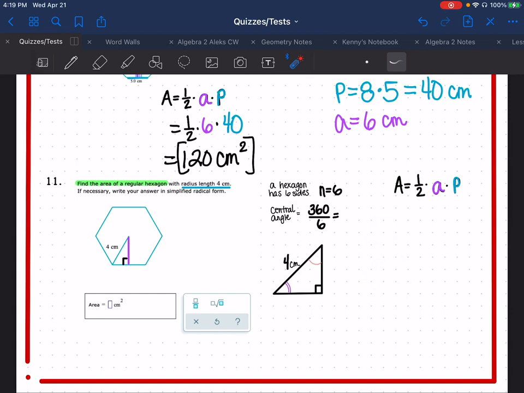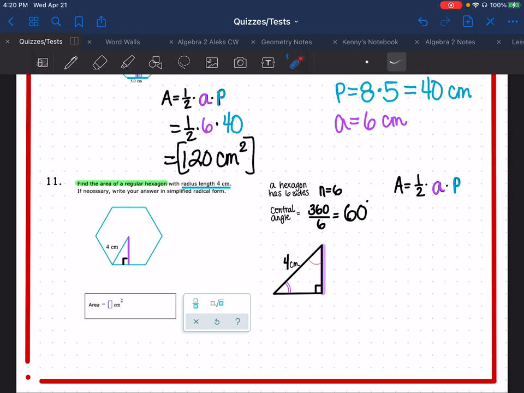A hexagon has 6 sides. So to find the central angle of this right here, I'm going to take 360 and divide it by 6, and I get 60 degrees. Now this right here is my apothem, which is that purple line in the hexagon as well.